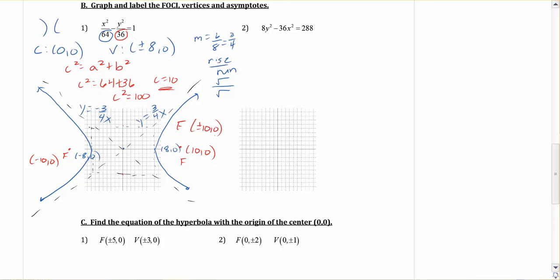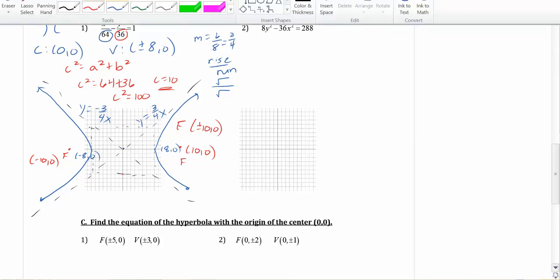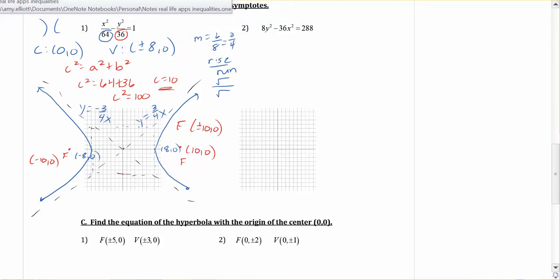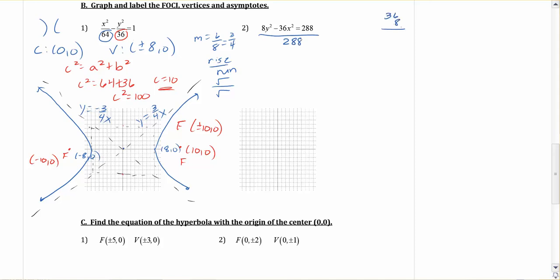Let's look at number 2. The first thing you should notice is that it's not equal to 1. I have an x squared and a y squared term, but it's not equal to 1. So let's automatically divide everything by 288. Typically, not always, but typically the two numbers will reduce to give you that complete number. If we double check, 8 times 6 is 48, that's 24. So that is true, meaning when I reduce this, it's going to be y squared over 36 minus x squared over 8 is equal to 1.